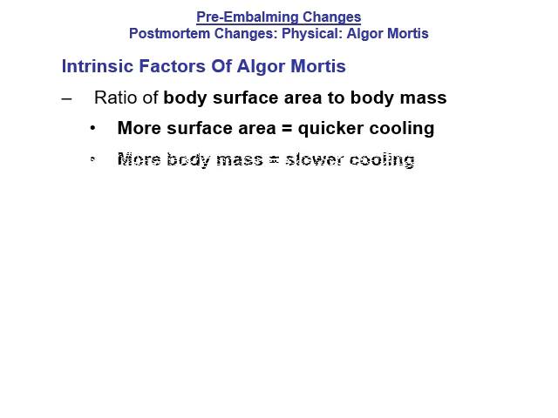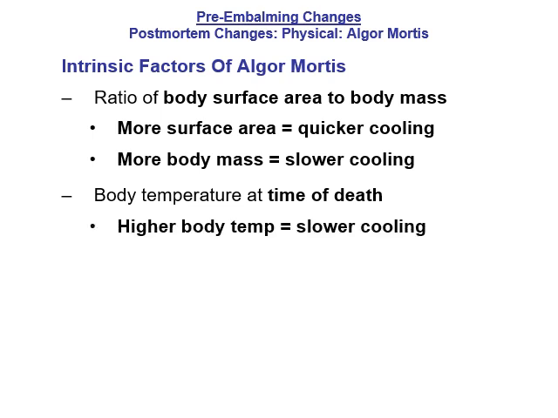Now, that being said, more body mass equals slower cooling because more body mass will insulate the body and retain that heat longer. So if you're really tall and thin, you will cool down fairly quickly. If you're short and stout and have a lot of body mass, you will cool a lot slower. Also, the body temperature at the time of death will affect the ability of the body to cool. So with higher initial body temps, it's going to cool down to equilibrium with the environment a lot slower. If you have a low body temp, then you're going to cool down quickly. You'll get to that equilibrium much quicker.